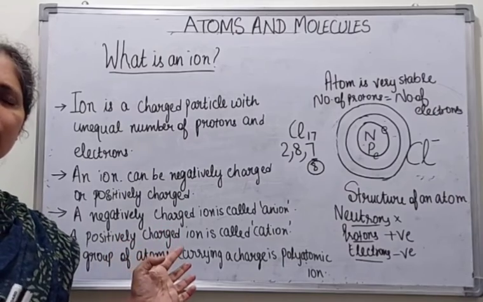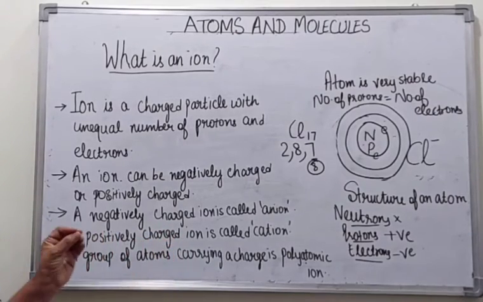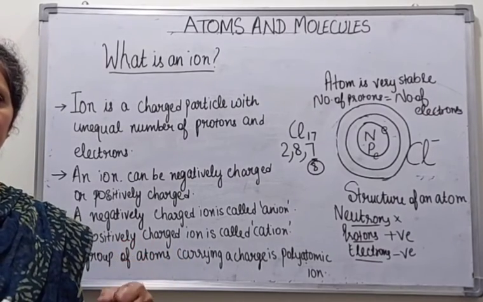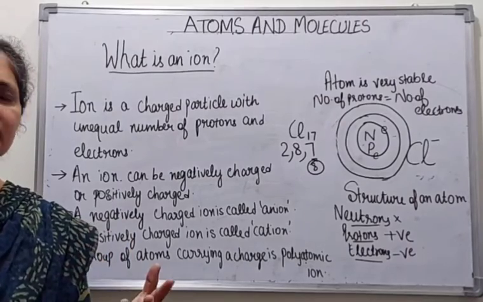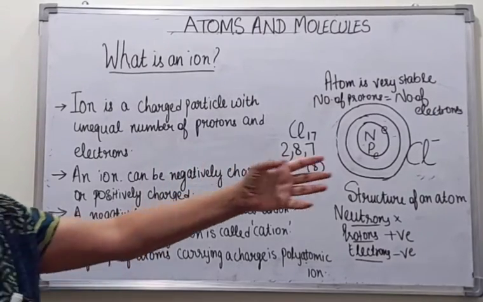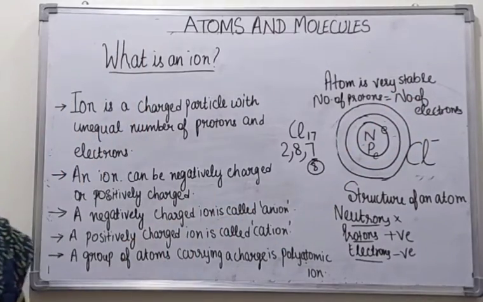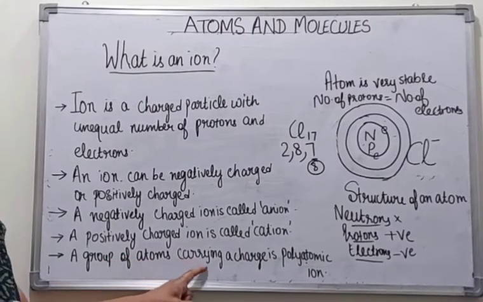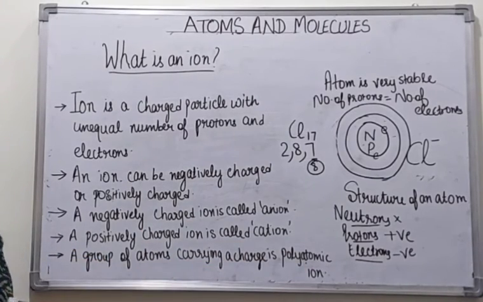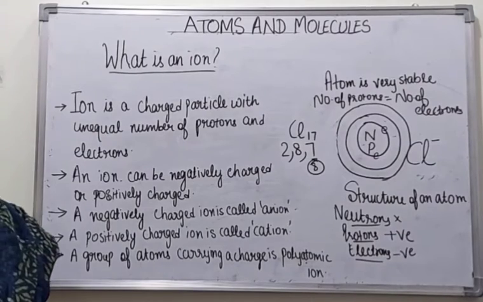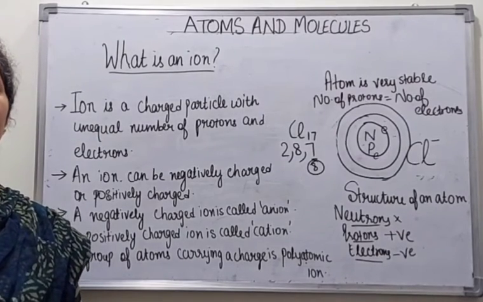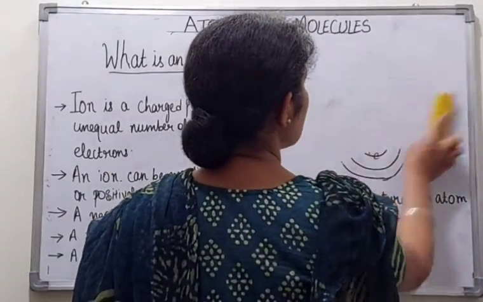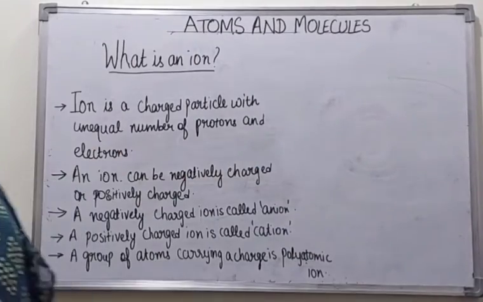When an atom gives up an electron, it becomes positively charged, and when it gains an electron, it becomes negatively charged. The negatively charged ions are known as anions, and the positively charged ions are known as cations. A group of atoms carrying a charge is a polyatomic ion. Poly means many. Polyatomic ions.